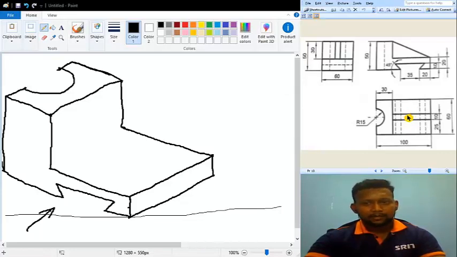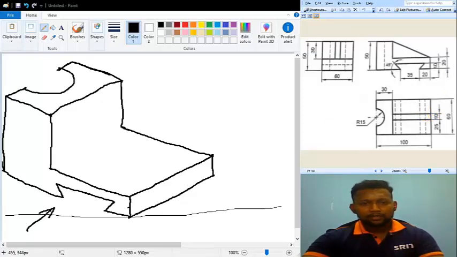I'll try to give some information regarding how to draw the isometric view of the semicircle, but for the time being I am just skipping exactly how to draw the semicircle isometric view over here. Okay, and now coming back to this inclined portion. That inclined portion thickness you are able to see in the top view like this. It is nothing but 10 mm.